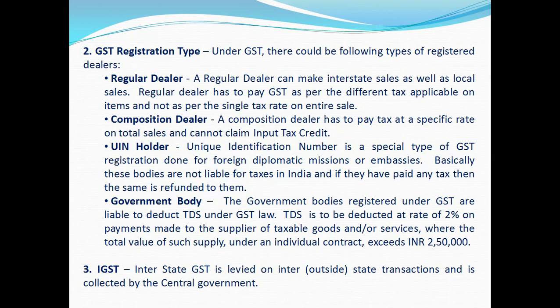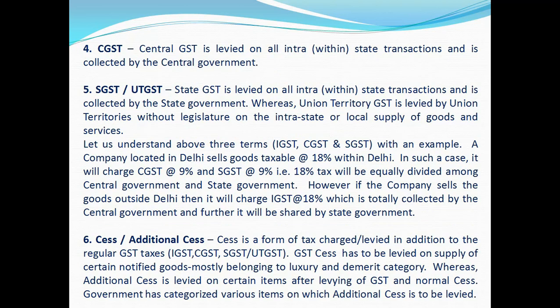Next is IGST. Interstate GST is levied on inter, that is outside state transactions, and is collected by the central government. So whenever you are making an outside state transaction, interstate transaction, or we can say central transaction, then IGST is to be levied. Next is CGST, Central GST. It is levied on all intra-state transactions, that is within state transactions, or you can say local transactions, and it is collected by the central government.